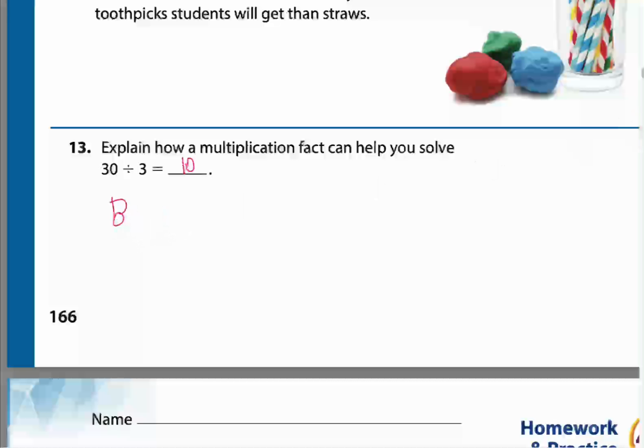Okay, let's write it because. Because what is the multiplication equation for this one? The related multiplication equation? 3 multiplied by 10 equals 30. Excellent, thank you, my hero.